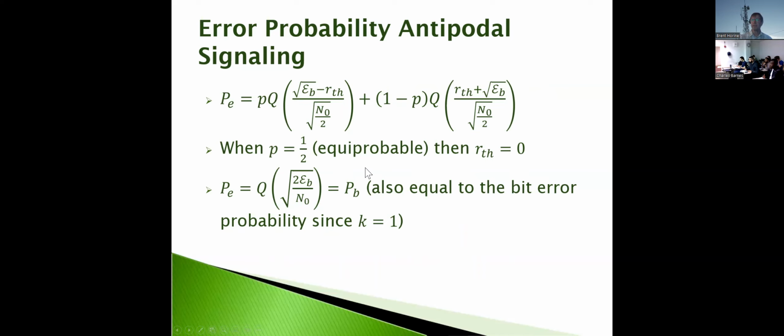So in the equally probable case for binary antipodal signaling, right, our error rate at the symbol level, which, since k is equal to 1, is equal to our error rate at the bit level, there's a 1-to-1 mapping there, is described by that. Okay, so any questions?